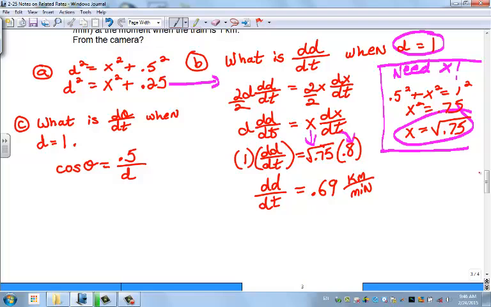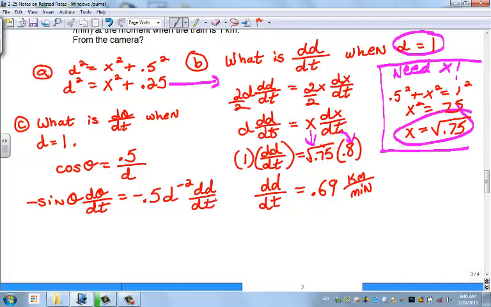So first, all I need to do now is take a derivative. Okay, so what's the derivative of cosine? Good review. Negative sine theta d theta/dt is equal to, now this is 0.5 d to the negative 1, right? So if I take its derivative, I get negative 0.5 d to the negative 2 dd/dt.